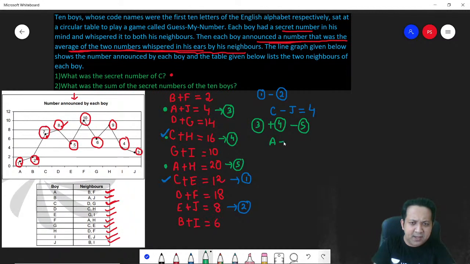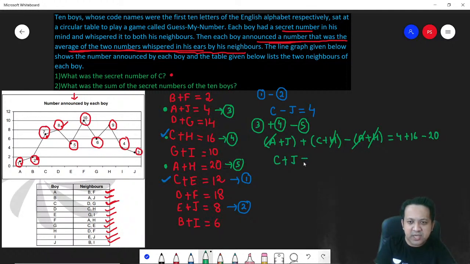3 is A plus J. 4 is C plus H. And minus 5. Equation 5 is A plus H. This comes out to be 4 plus 16 minus 20. So A cancels out, and then H cancels out. What you are left with is C plus J.